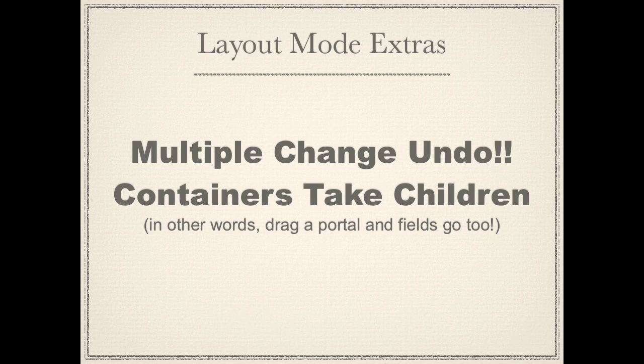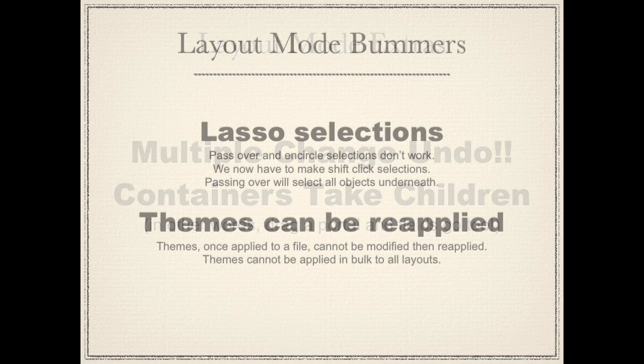Also, containers take children, and as you can read, in other words, drag a portal and the fields go too. All of the objects now have all of their internal objects completely contained, just like with tab panels. And also, one little fix that they made with tab panels is that if you drag it onto another object, it doesn't adopt a particular child object that's outside of that tab panel. It's all self-contained.